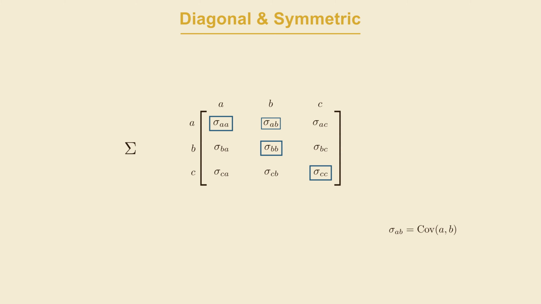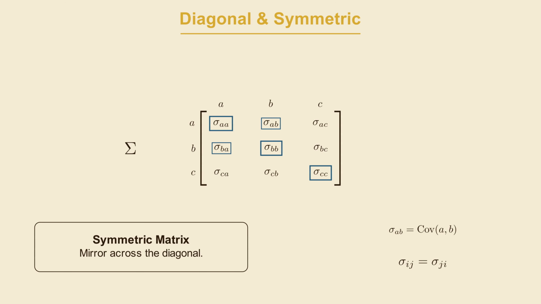There's another important property here. The covariance of stock A with stock B is going to be the same number as the covariance of stock B with stock A. They're both measuring the same thing, so the entry in row 1 column 2 equals the entry in row 2 column 1. More generally, A sub ij equals A sub ji for every pair. When that property holds, we call the matrix symmetric, meaning the off-diagonal entries all reflect one another on the other side.